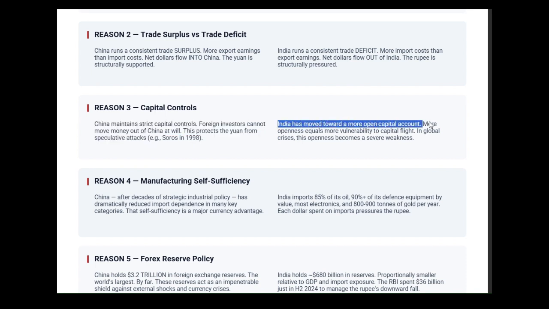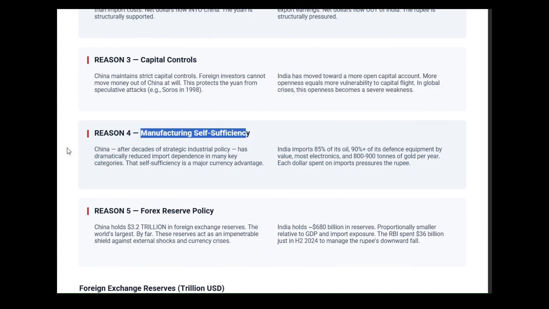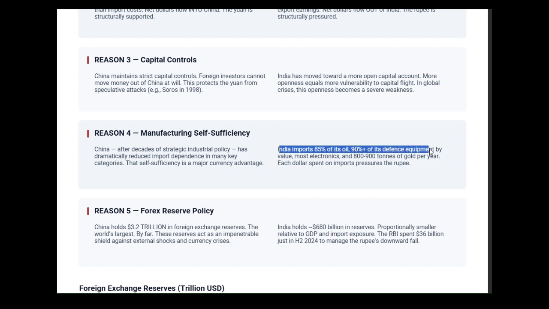Reason 3, capital controls. China maintains strict capital controls. Foreign investors cannot move money out of China at will. This protects the yuan from speculative attack. This was Soros's lesson in Hong Kong in 1998, when a government with sufficient reserves and controls defeats speculators. India has moved toward a more open capital account. More openness equals more vulnerability to capital flight. In global crises, this openness becomes a weakness.